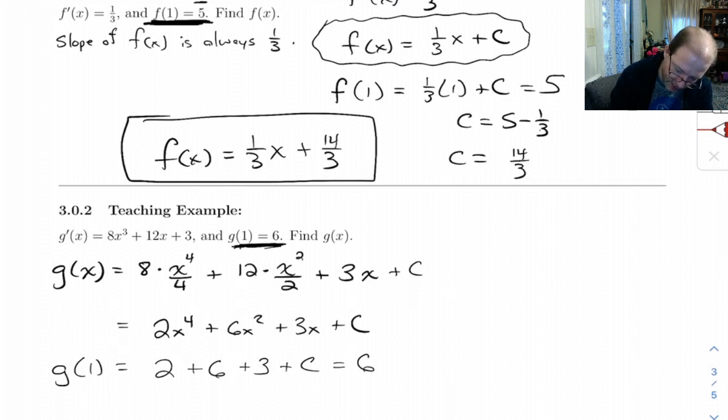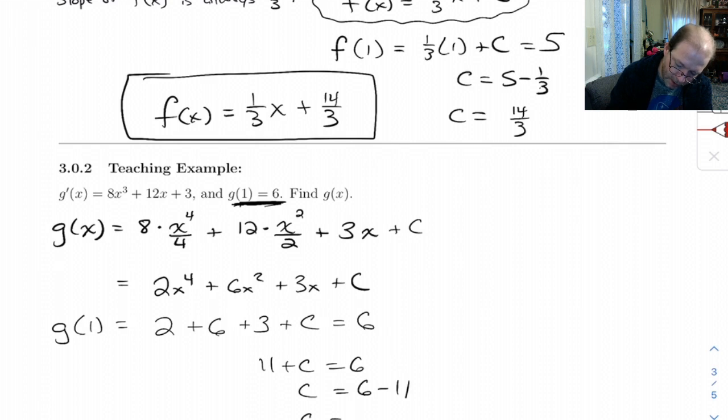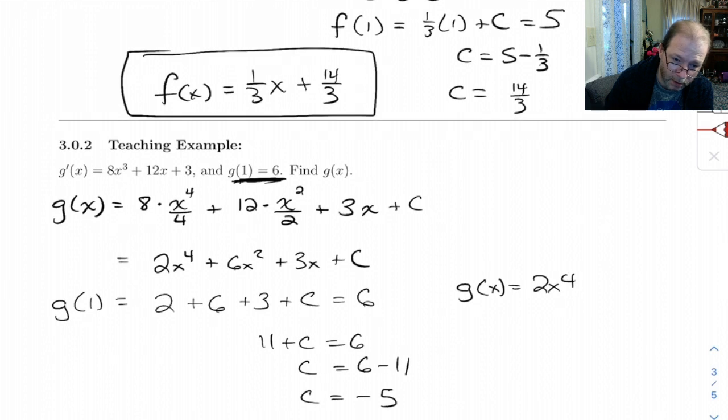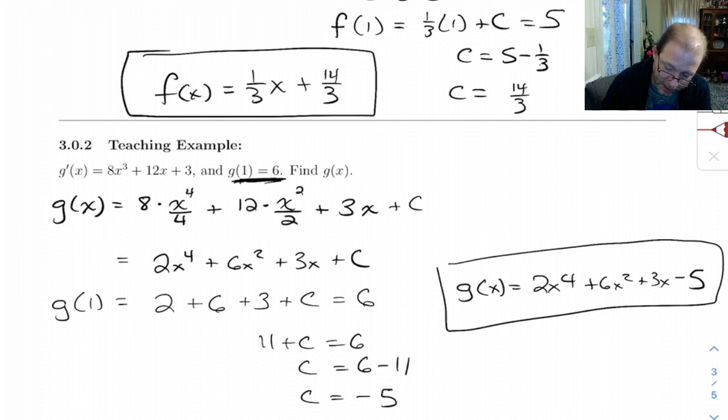So I just have to solve this equation now for c. Let's see, on this side I've got 6, 7, 8, 9, 10, 11. 11 plus c equals 6. So c equals 6 minus 11. So c is negative 5. So that tells me my final answer is g of x is 2x to the 4 plus 6x squared plus 3x minus 5. And that's my answer.